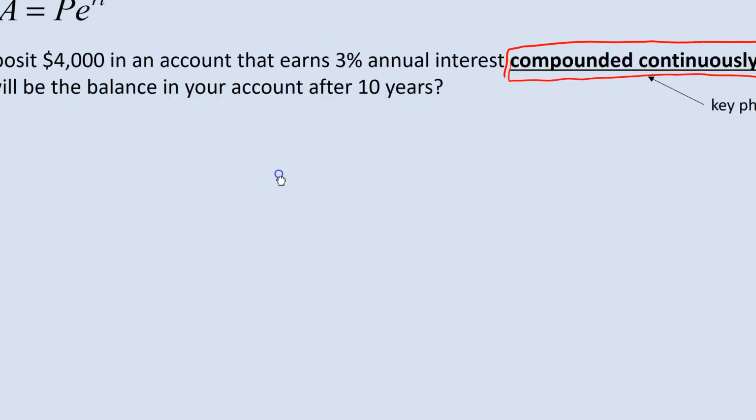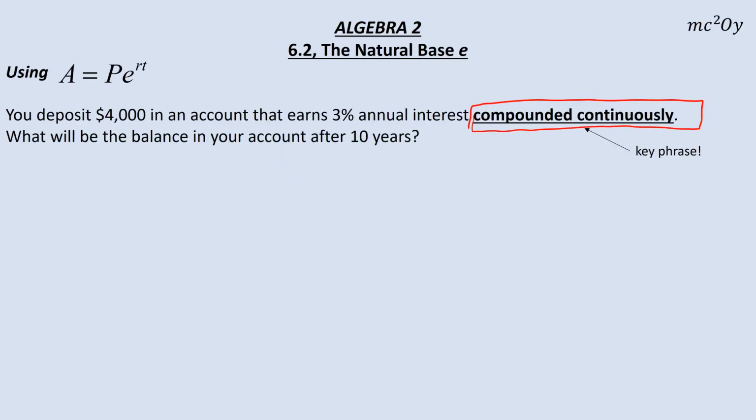Well, let's go ahead and use it. We get A is equal to P e to the RT power. So the amount is equal to our principal of 4,000, there's our P, times e to the rate, 0.03 in decimal form.